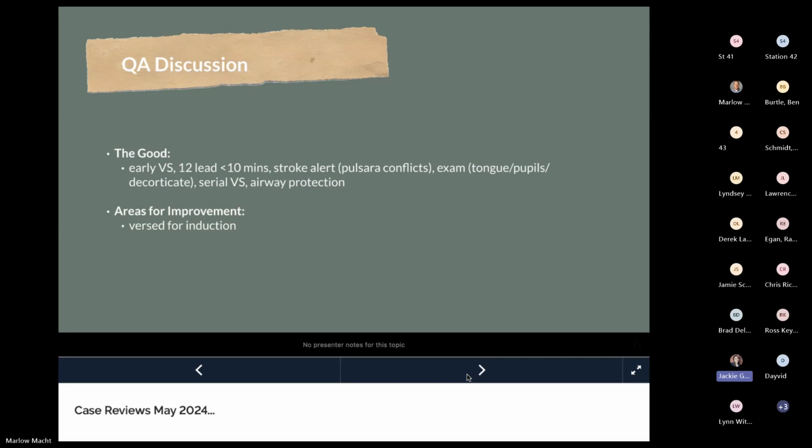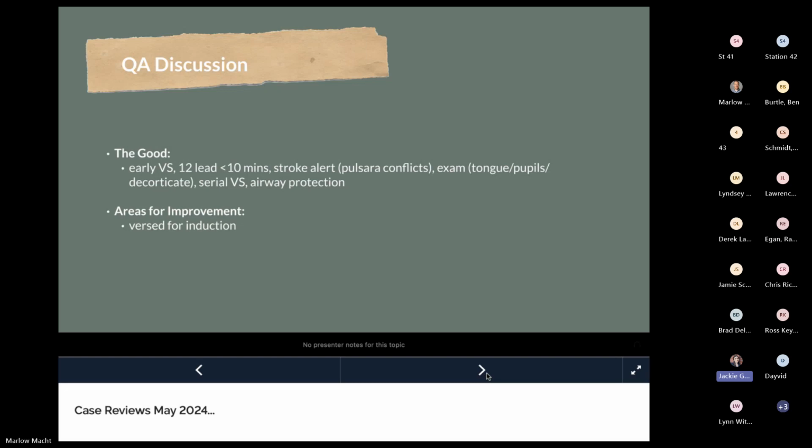So the good is early vital signs, with a 12 lead within 10 minutes of patient contact. The stroke alert, although Pulsera conflicts that it was actually relayed, but I think that's definitely a good consideration that it was on the crew's mind. The exam, they examined his tongue. They noted there was some trauma to his tongue, that his pupils were normal, and that they felt like he had some decorticate posturing. Also serial vital signs and airway protection.